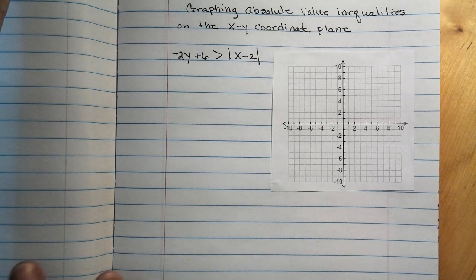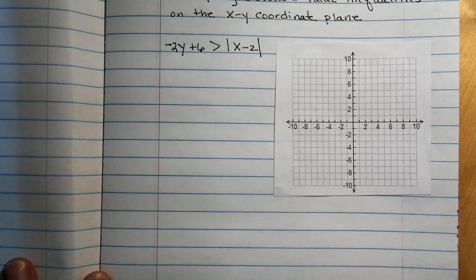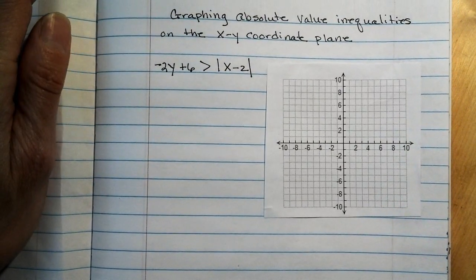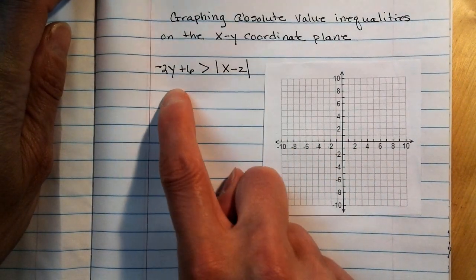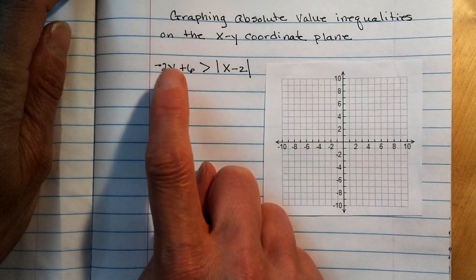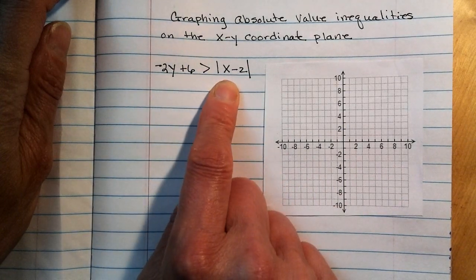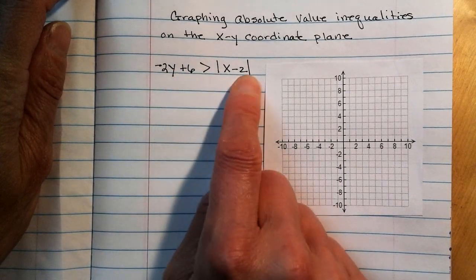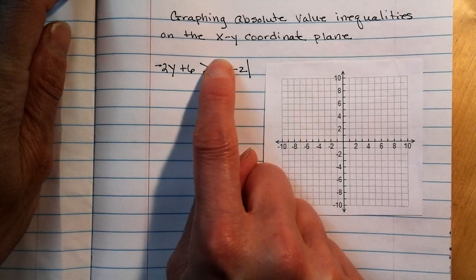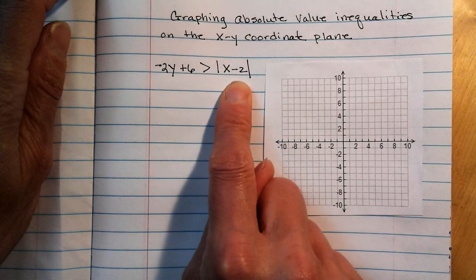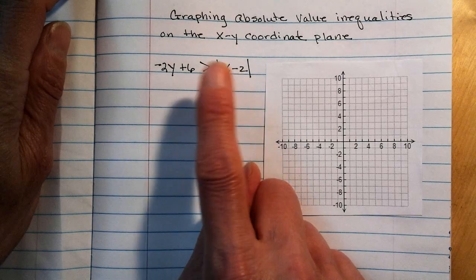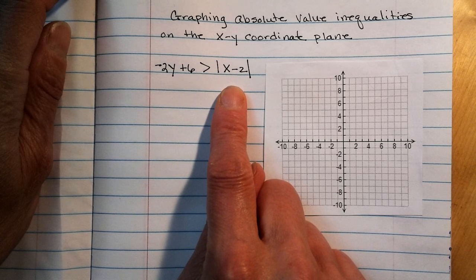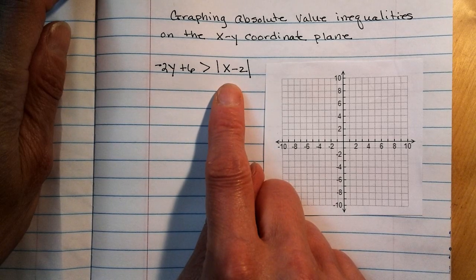In today's video, we're going to be looking at graphing the absolute value inequality on the xy coordinate plane. The reason we're graphing on the xy coordinate plane is because we have two variables, the variable y and the variable x. The first thing I notice here is there's an absolute value on the right side. So most likely this is going to be an absolute value function, and I know that the function is going to graph as either a V or an upside down V.